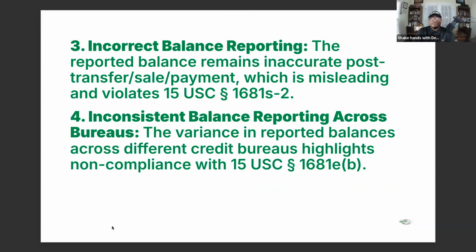Okay. Let's look at number three. And again, I am going to show these in the actual credit report, some of these will be in examples, but I want to go over these first. Incorrect balance reporting. Okay. The reported balance remains inaccurate post transfer or sale of the payment, which is again misleading or a violation of 15 USC 1681s-2. What that simply means is the original balance from the original creditor, once they transfer that, now the collection agency or the debt buyer is incorrectly reporting that balance. Okay. This is the reason you want to fine-tooth comb your actual credit report. You'll only find this information on your actual credit reports, of the ones that I just gave examples of.